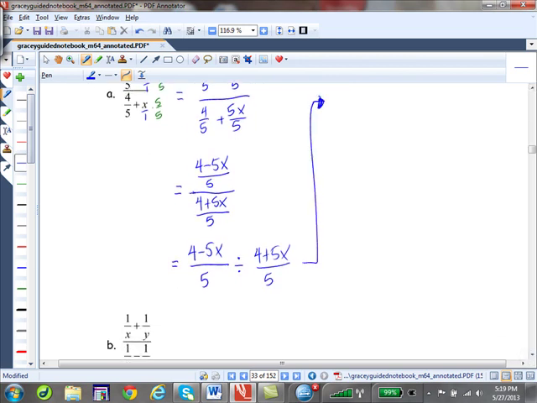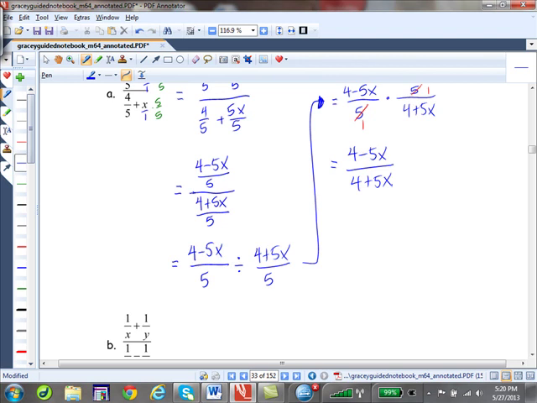So now I can invert and multiply. So I'll have 4 minus 5x over 5 times 5 over 4 plus 5x. The 5's divide out, and we'll have 4 minus 5x over 4 plus 5x.